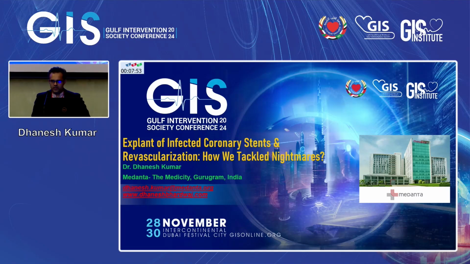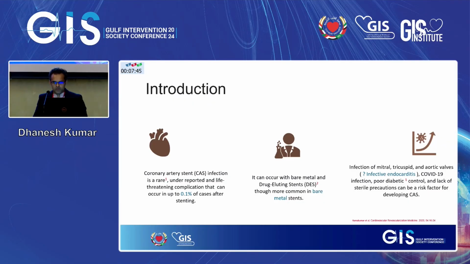So, in the next few minutes, I will take you through the complications which can happen after the PTCA and how to manage it. As we know, coronary stent infection is a very rare but underreported complication which can happen in 0.1% of the cases. It can occur with both drug-eluting stents and bare metal stents, though it is more common with the bare metal stent.